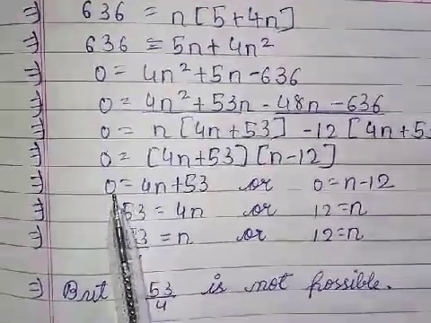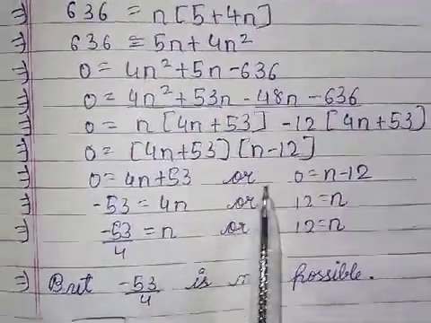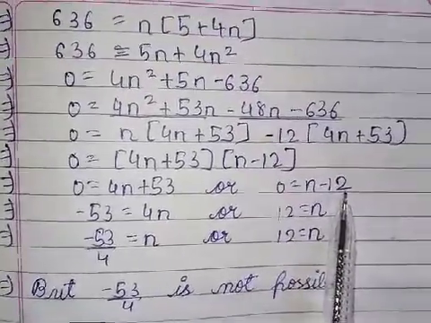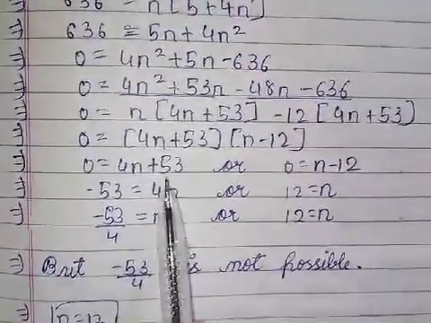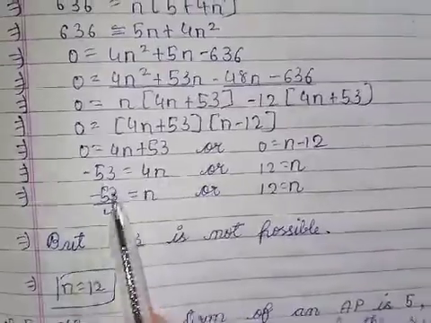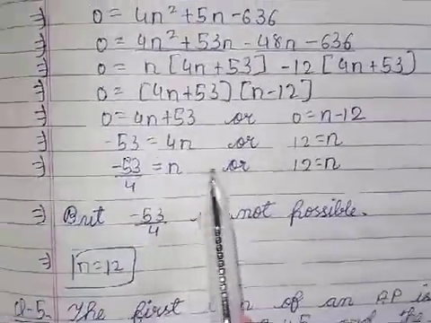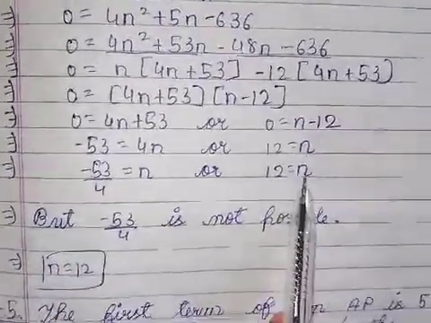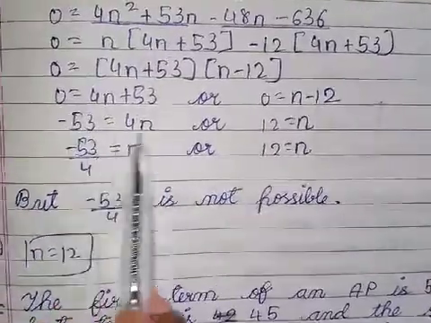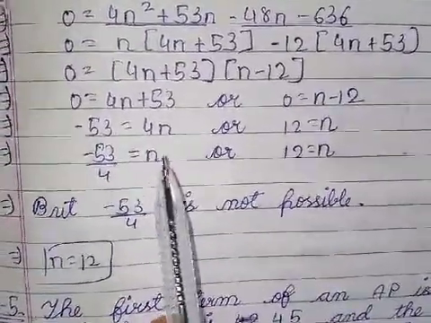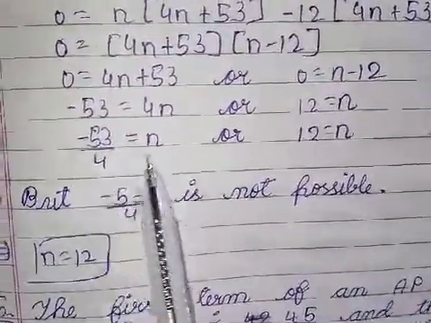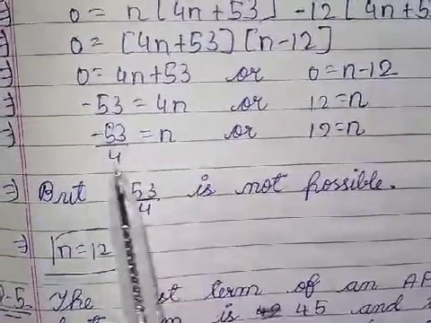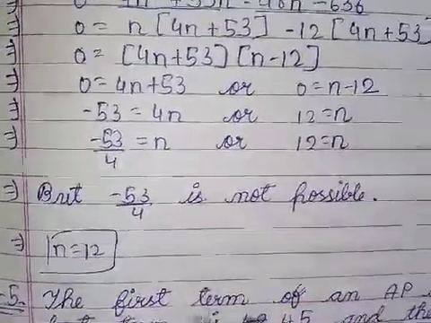So this is equal to 0. So 4n plus 53 is equal to 0, or n minus 12 is equal to 0. So minus 53 is equal to 4n, so n is equal to minus 53 by 4. And n is equal to 12. Minus 53 by 4 is a fraction, and a number of terms cannot be negative or a fraction, so it is not possible. So n is equal to 12.